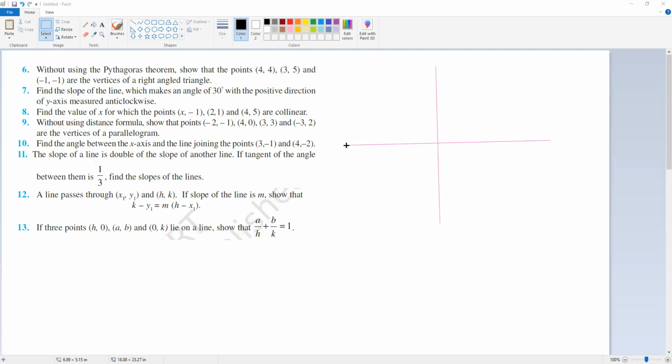X-axis, y-axis. So I'm going to draw two lines. This is one line, L1. Another line, L2. These two lines are perpendicular. So this is your line 1, this is your line 2. So line 1 is perpendicular to line 2.